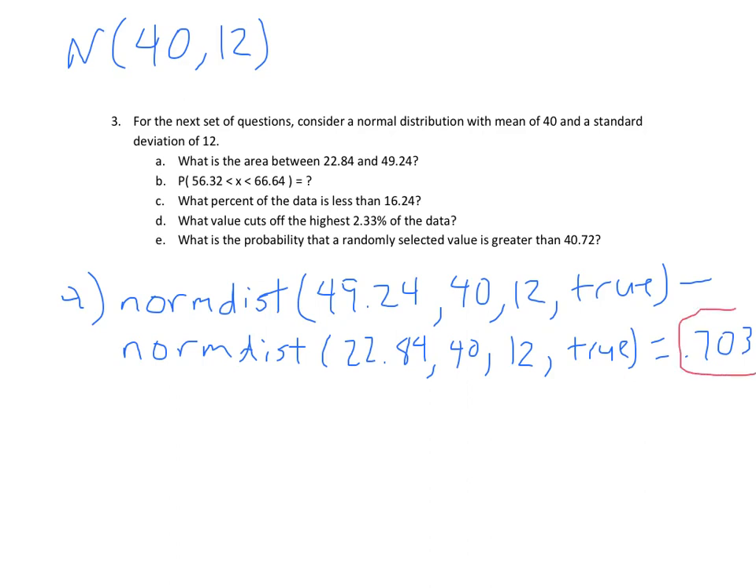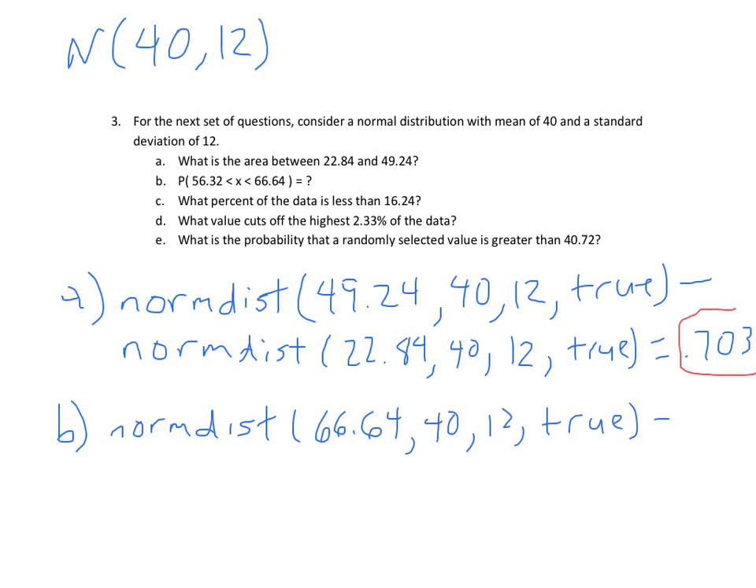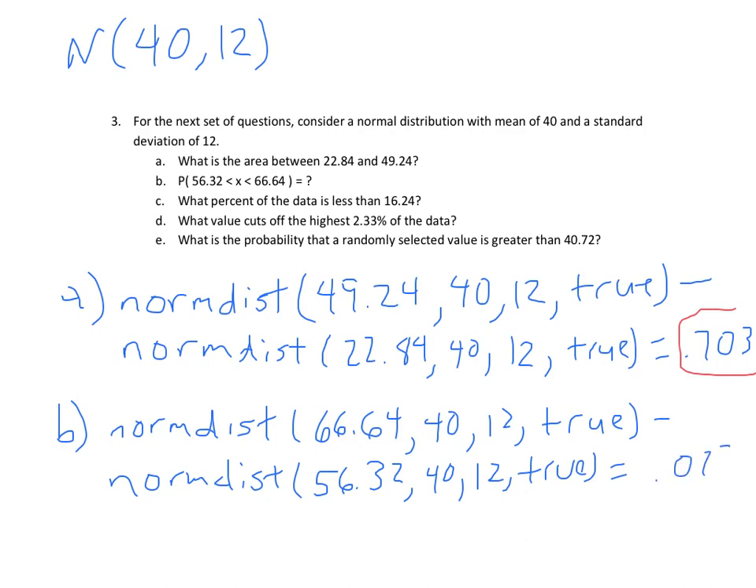The next one, I would do a very similar thing. NORM.DIST 66.64, 40, 12, true, minus NORM.DIST 56.32, 40, 12, true. That would give us 0.0737, and you put a box around it.